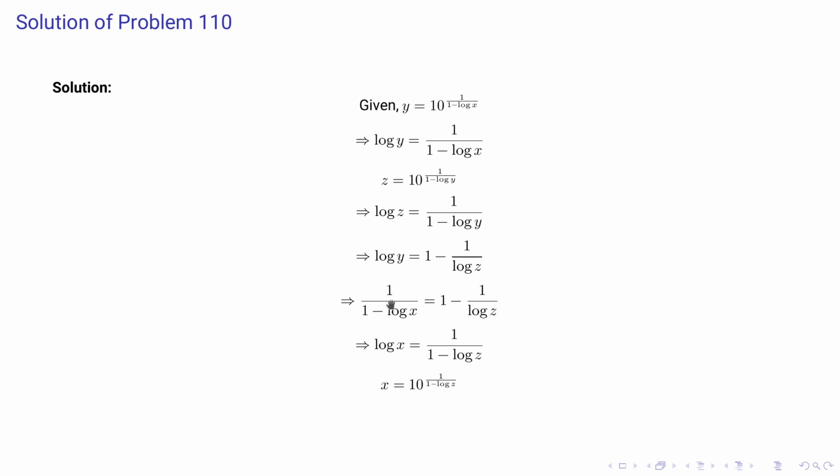So equate them, we get 1 by 1 minus log x is equal to 1 minus 1 by log z. So now we solve for log x. Here we get log x as 1 by 1 minus log z. So we can write that x is equal to 10 to the power 1 by 1 minus log z.